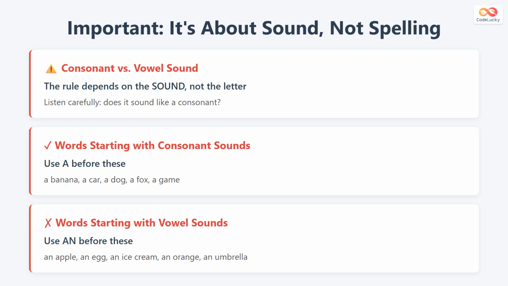Here is a very important point. The rule is about sound, not about the spelling or the letter. We need to listen to the sound the word makes, not just look at how it is written. Some words start with consonant letters but make vowel sounds. Some words start with vowel letters but make consonant sounds. When choosing between a and an, always listen to the sound, not the spelling.